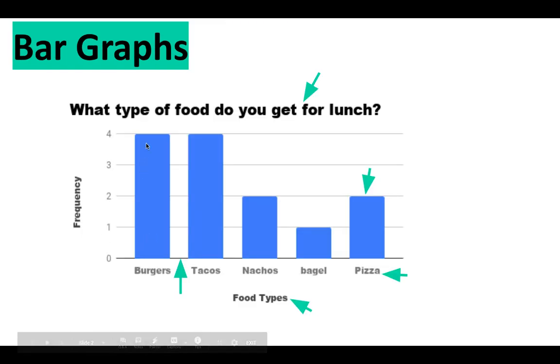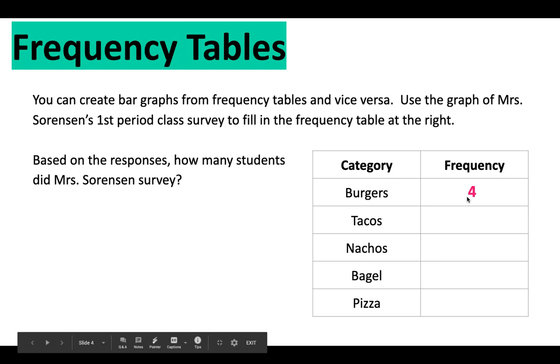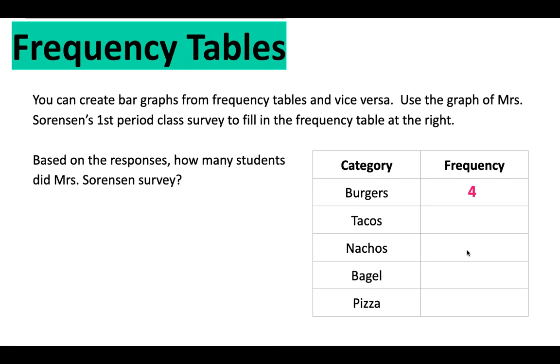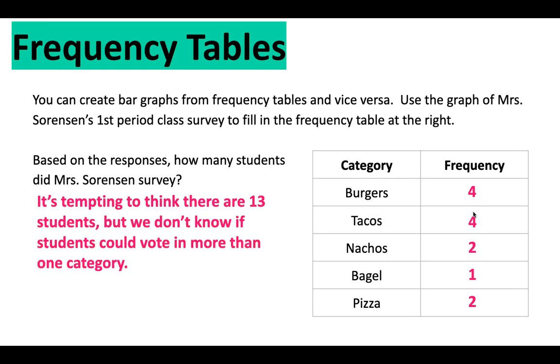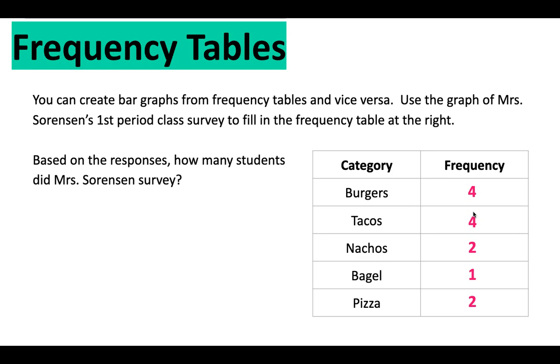If I look at the first category of burgers, I can see that we have 4 students who answered burgers, so I would put a 4 there. If I went back and looked at it, and hopefully you can look at your notes, for tacos, we had 4 people who answered tacos. There were 2 people who answered nachos. There was 1 person who answered bagel, and there were 2 people who answered pizza. Based on the responses, how many students total did Mrs. Sorensen survey?